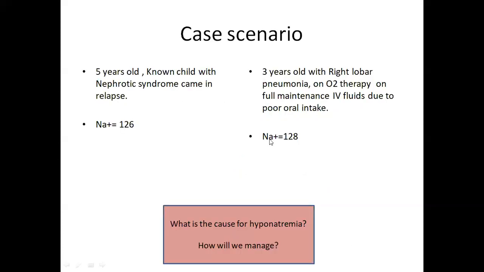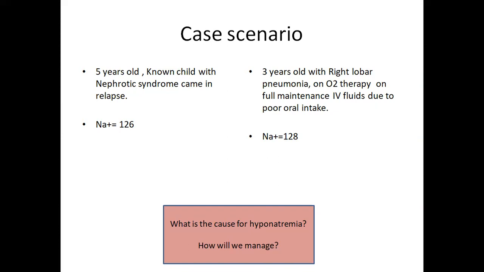So we'll go through a case scenario. We have two scenarios here. One scenario is a 5-year-old child with a known case of nephrotic syndrome. Now the child came with relapse, with edema and all, and we did routine investigations. I'm not talking about the urine protein or the other things. My concern is sodium here. The child's sodium is 126.